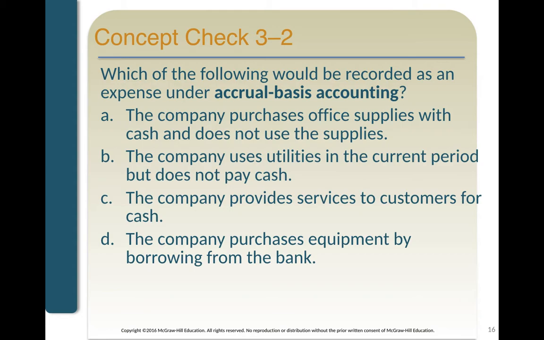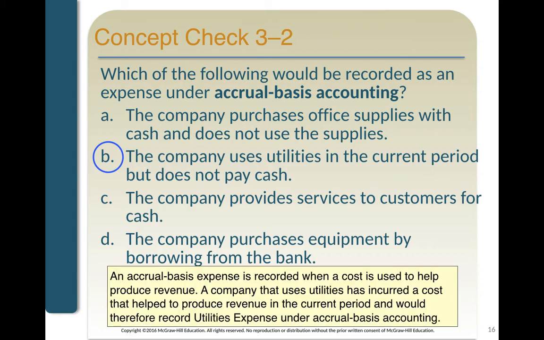Which of the following would be recorded as an expense under accrual-basis accounting? So go ahead and read through our options. Try to get an answer in mind. The company uses utilities in the current period but does not pay cash. A cost is used to help produce revenue. So we've used those utilities to keep the lights on, to run the heat in Michigan in the winter. That's a necessary expense. And I can't conduct business without those utilities. So I'm going to record that expense in the month in which I use them under utilities expense.